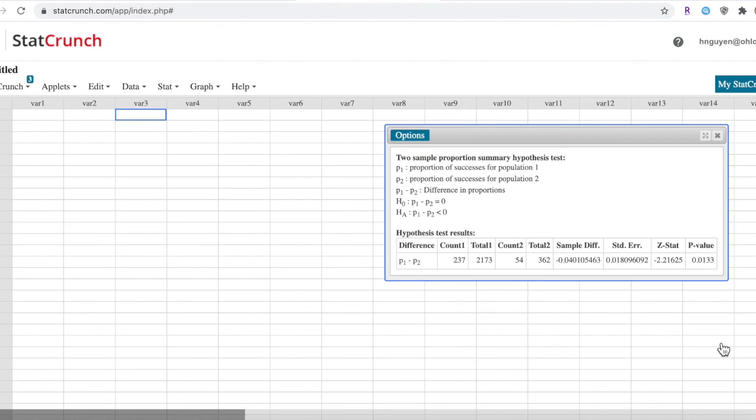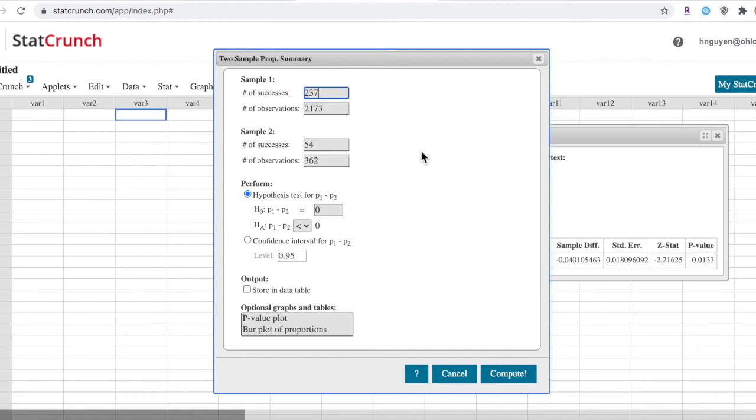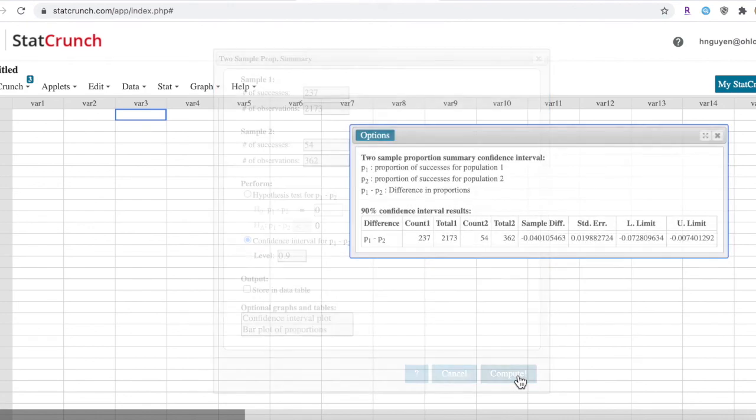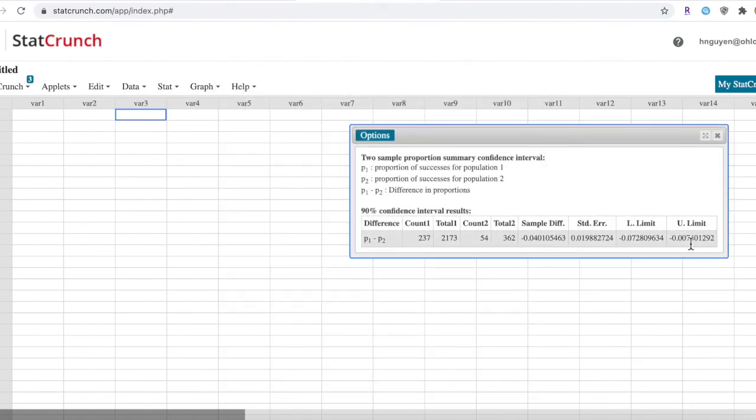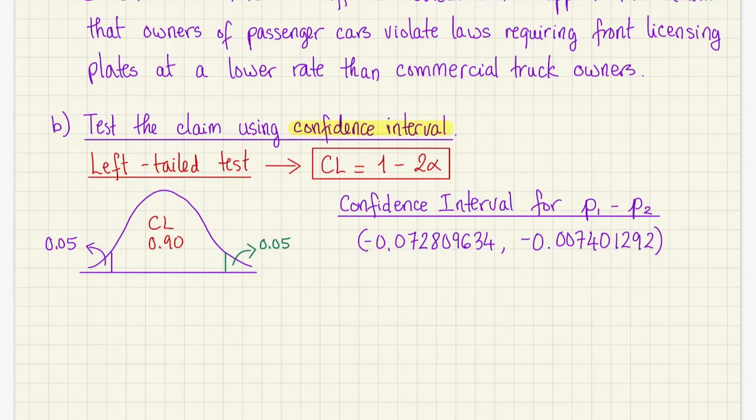To construct the confidence interval for the same problem, I will just click on here and choose Edit. Now I don't need to enter the information from the beginning. All I do is just change it to confidence interval and change my level. This is my lower limit and this is my upper limit. I will round this to 3 significant figures. This is the interval for P1 minus P2. And I'm about 90% confident about this interval.